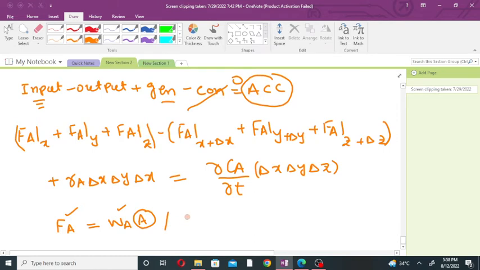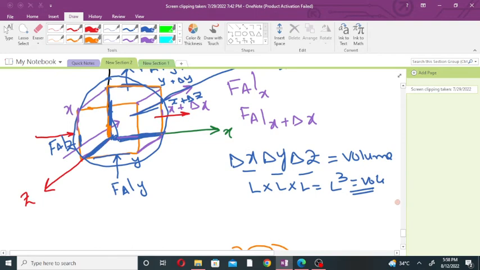Suppose A is entering the system at the x position, then what will be its relation with molar flux? It will be W_A times the area through which A is flowing. So the area will be delta y delta z. So you can also write it as F_A at the x position.